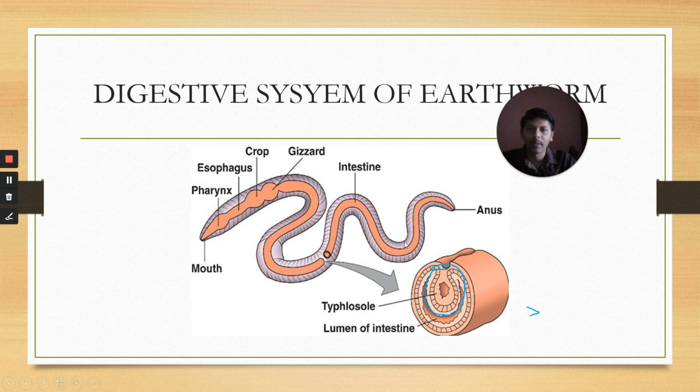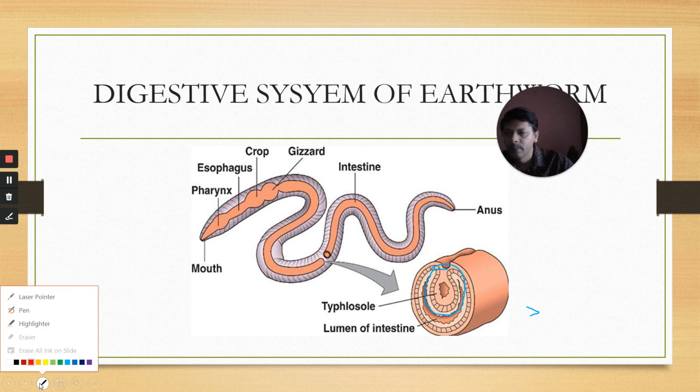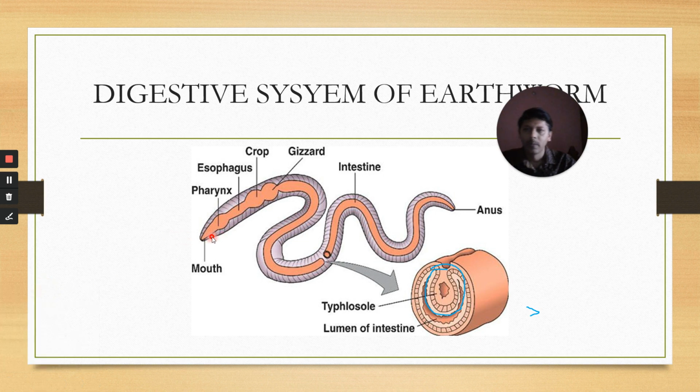Okay, this is the alimentary canal of earthworm. You can observe here. This is the mouth. The mouth leads into buccal cavity. Buccal cavity opens into pharynx. Pharynx opens into esophagus. Esophagus opens into crop. Crop opens into gizzard. Gizzard opens into stomach, and stomach opens into intestine.